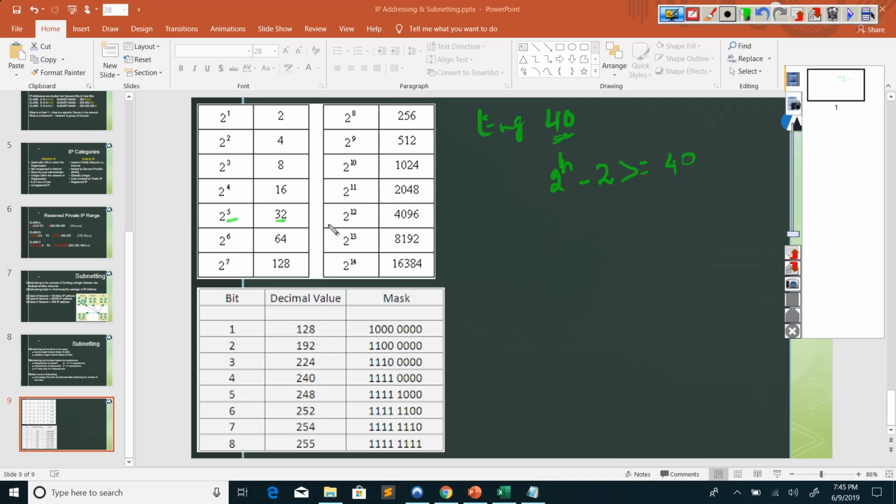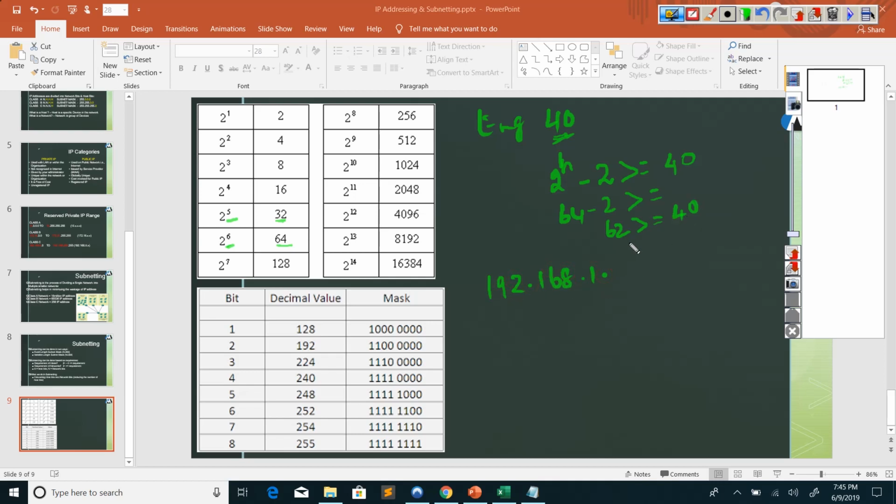Here 2 to the power of 5 is 32, and 32 minus 2 is 30, which is not greater than or equal to 40, so it is not going to help me. Let me take 2 to the power of 6. In this situation I get 64 IPs. 2 to the power of 6 is 64, minus 2 is 62, which is greater than or equal to 40, which is true. So that is the closest I can take. This is fine. Maybe my IP range is the class C network 192.168.1.